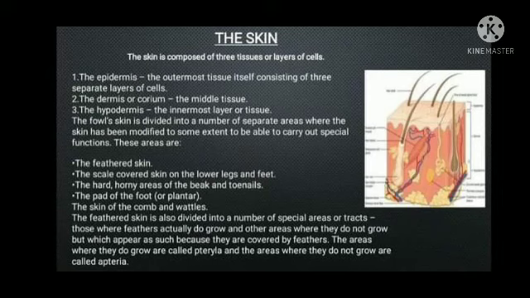The feathered skin is also divided into a number of special areas or tracts, those where feathers actually do grow and other areas where they do not grow but which appear as such because they are covered by feathers. The areas where they do grow are called pterylae, and the areas where they do not grow are called apteria.